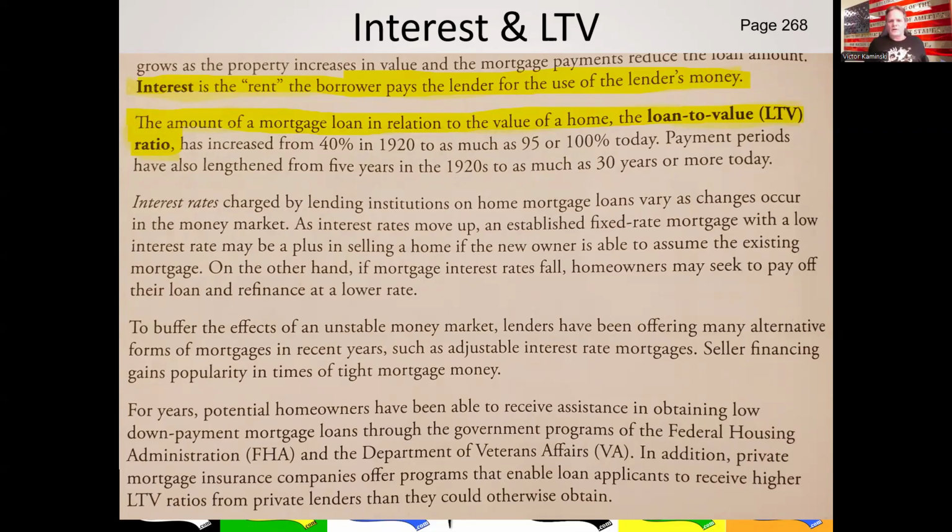It also increased to as much as 95 or 100% today. Payment periods have also lengthened from 5 years in the 1920s to as much as 30 or more today. Wow, the 20s were a rough time. You needed to have 60% of the cash to put down as a down payment when you got a loan, and they only gave you 5 years to pay off the loan.